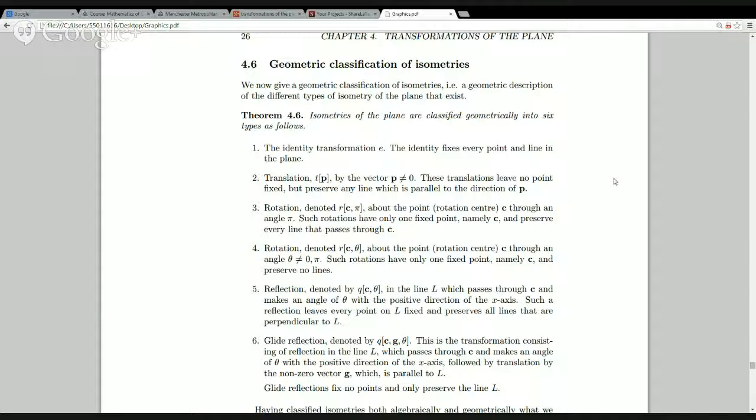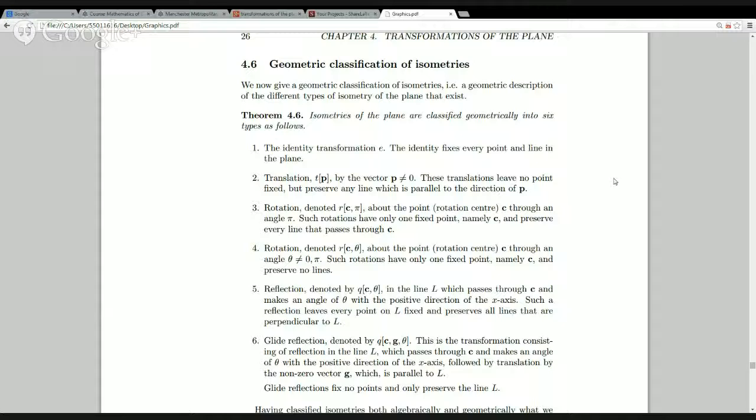Here's the point C out here somewhere. If you've got any line at all through the point C, when you rotate the plane a half of a full turn around C, that line is still going to be the same line. The individual points on it will have moved, apart from C, but the line as a whole is preserved. So that's just a special type of rotation.